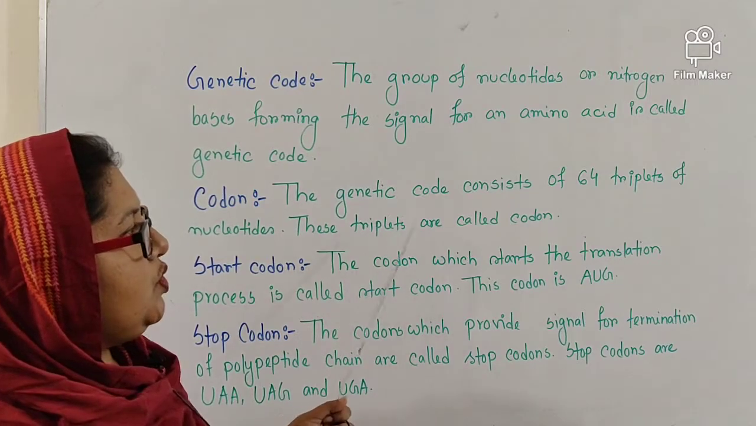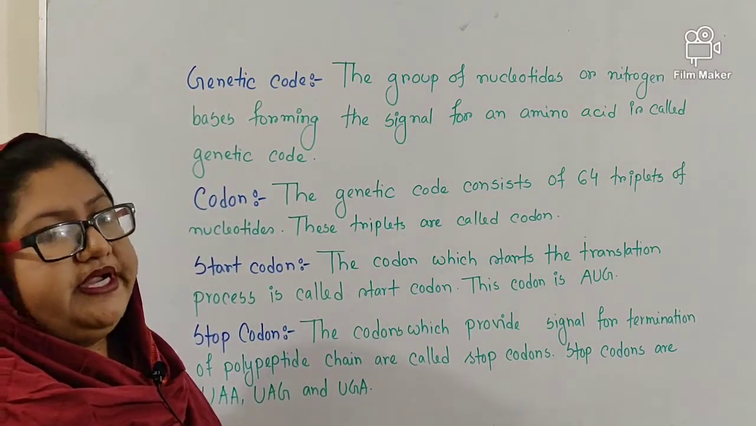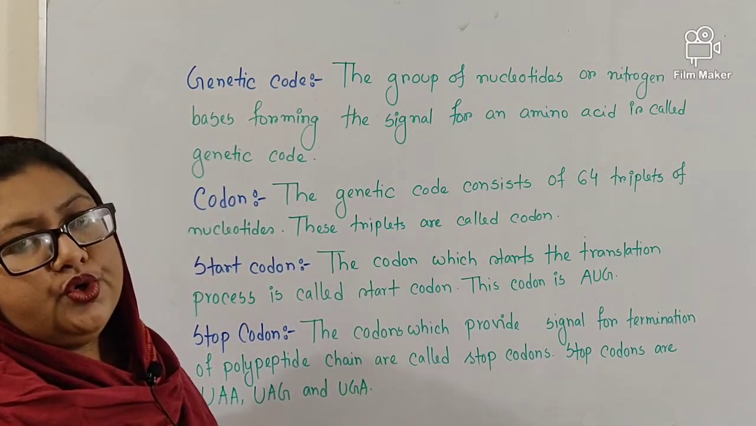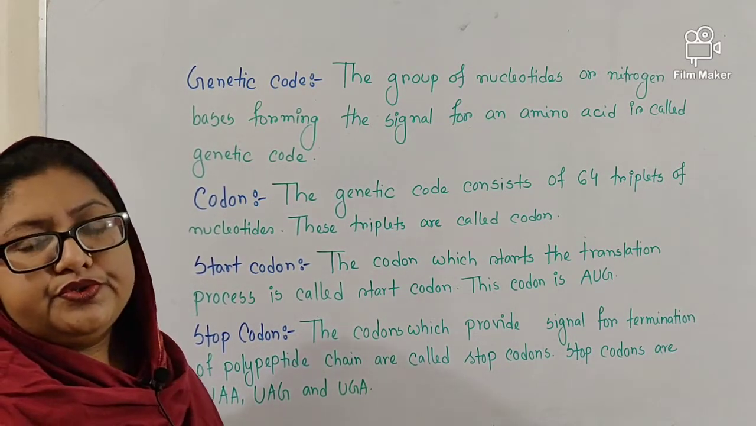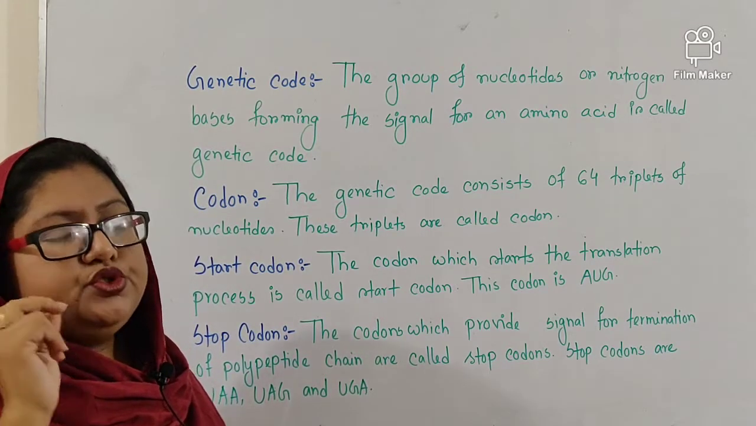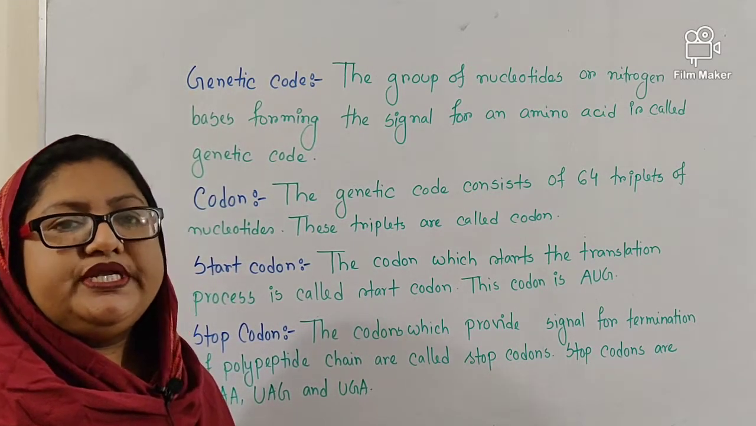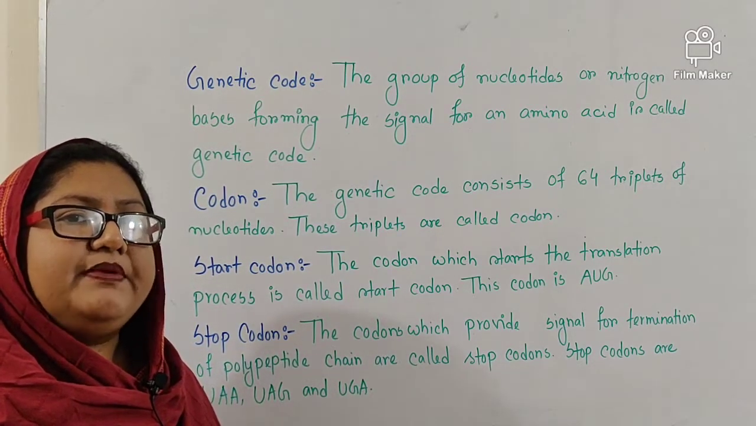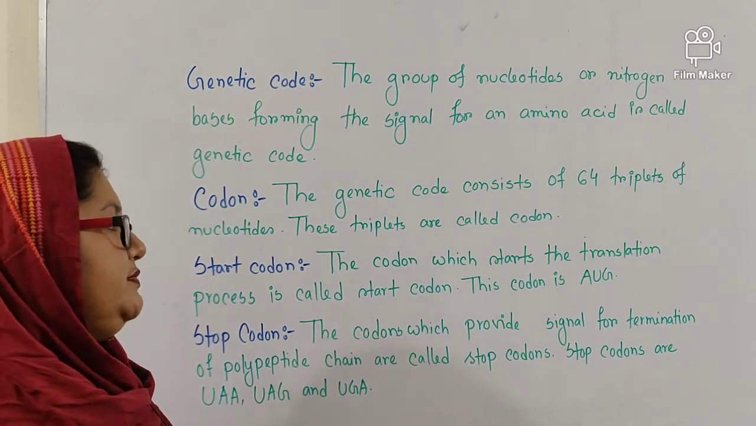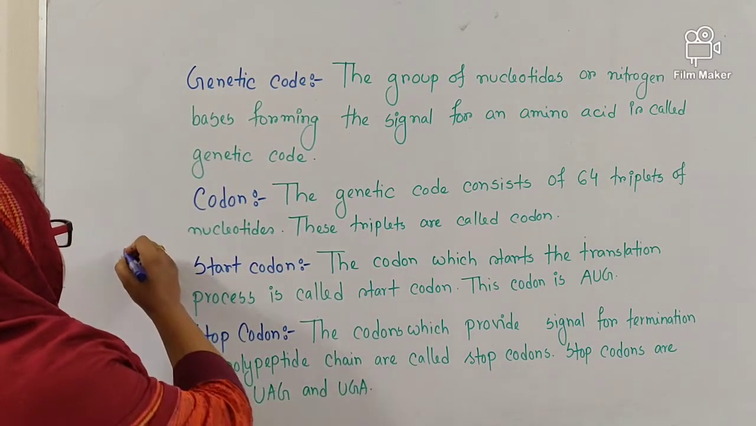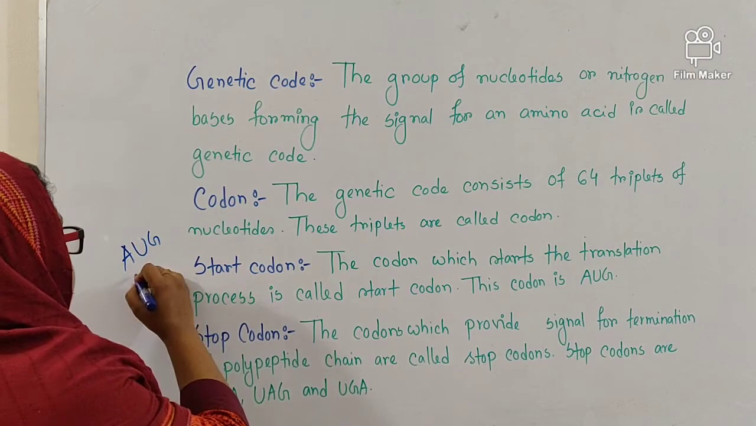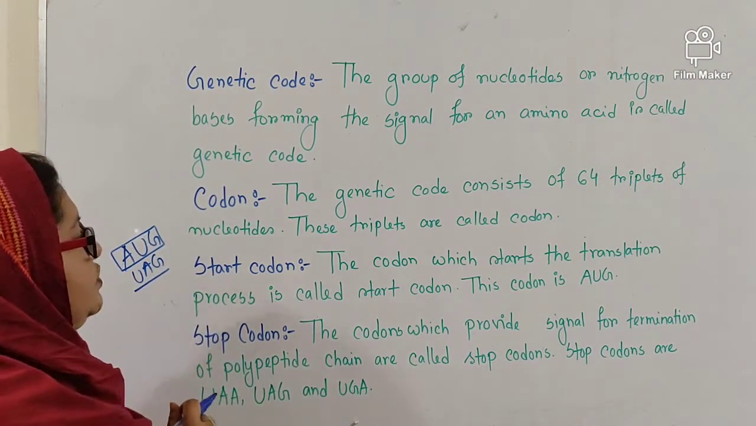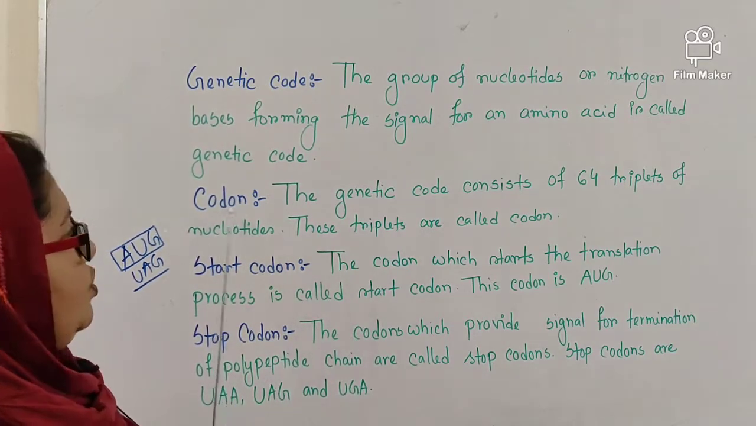Codon. The genetic code consists of 64 triplets of nucleotides. These triplets are called codon. Now, what are the codons? You know, there are two types of nitrogen bases, purine and pyrimidine. Adenine and guanine are known as purines. Cytosine, thymine and uracil are known as pyrimidines. So, if AUG or UAG, these triplets form any particular unit, that is called codon.